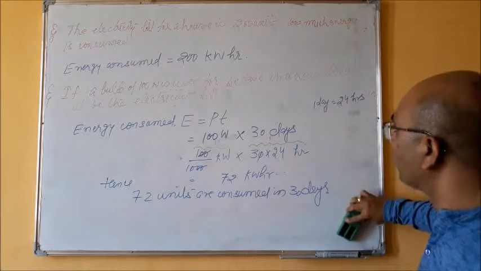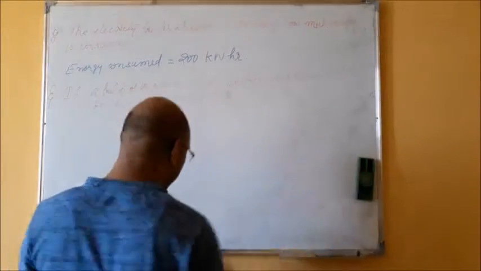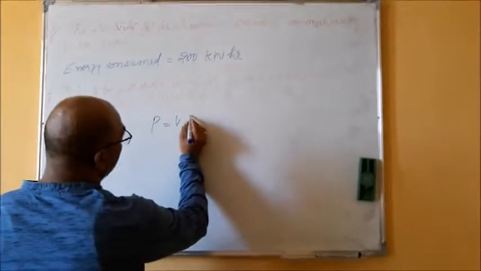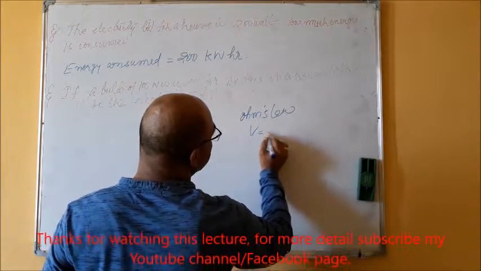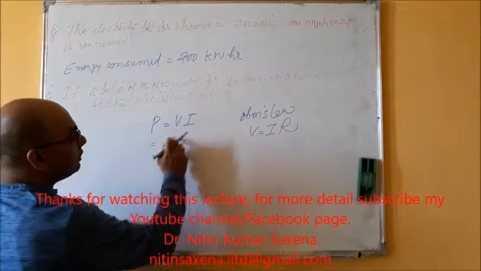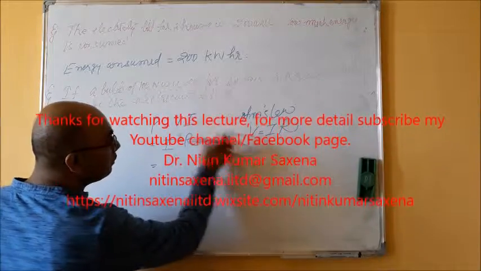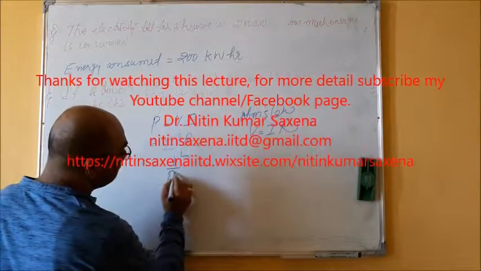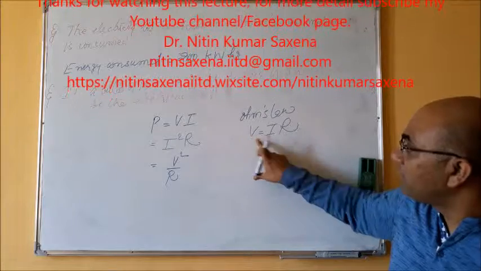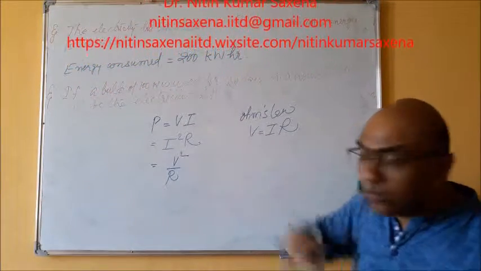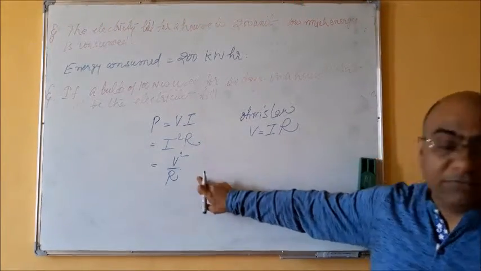We can do one more thing in this concept. We have the formula P as VI, and since Ohm's law says V is IR, if I put the value of V, what I will get is I square R. If I put the value of I, what I will get is V square upon R. So simply, we have the formula P equals VI. From this formula, if I put the value of V as IR, IR into I gives you I square R. If I put the value of I as V upon R, V into V upon R gives you V square upon R.